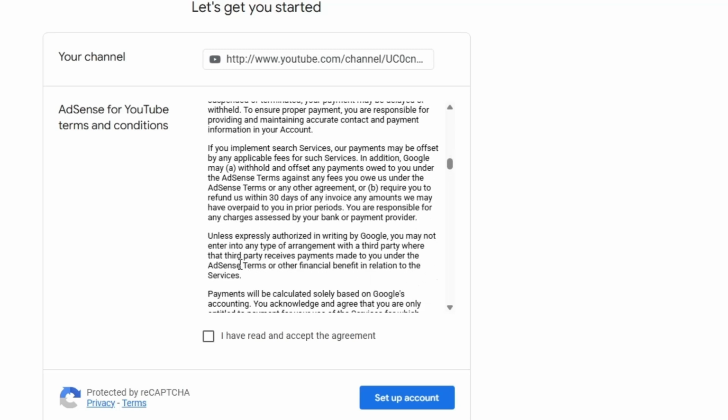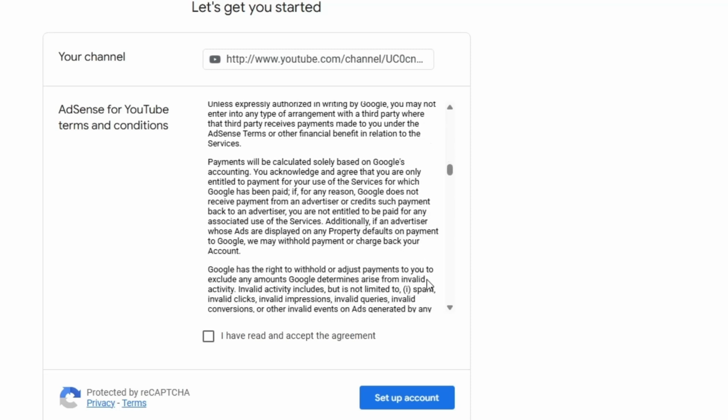Unless expressly authorized in writing by Google, you may not enter into any type of arrangement with a third party where that third party receives payments made to you under the AdSense terms or other financial benefit in relation to the services. Payments will be calculated solely based on Google's accounting.